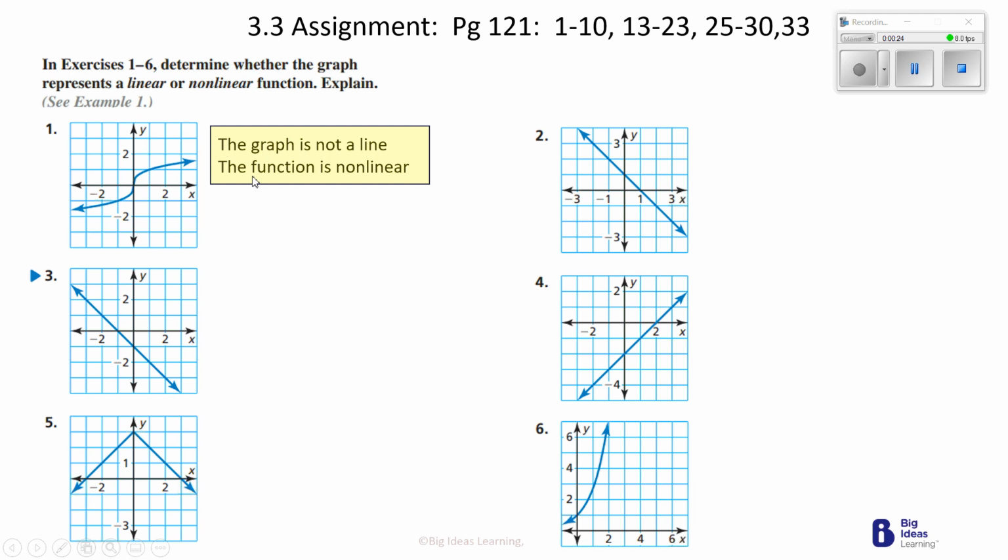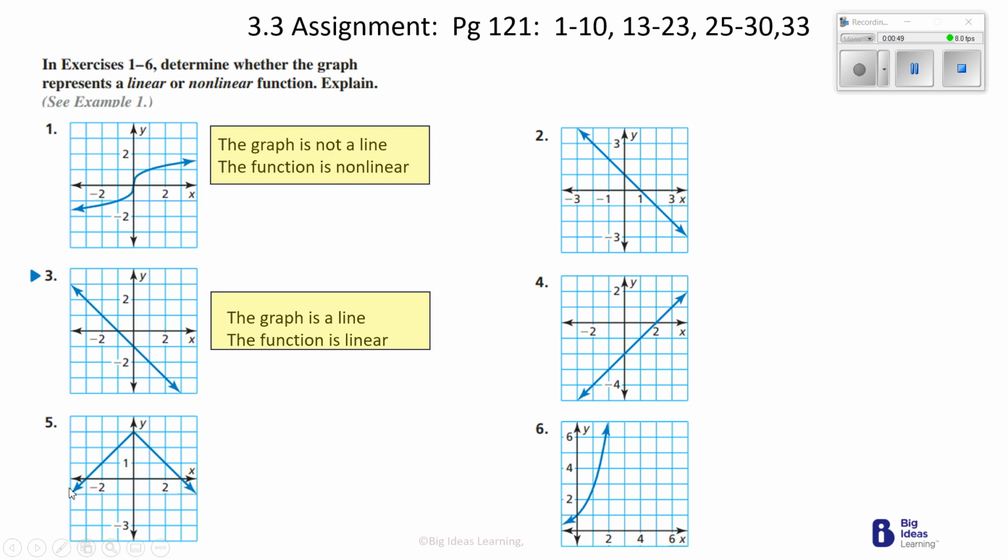The graph is not a line. The function is nonlinear. Okay? All right. Next it says, number 3 shows a line going straight down. This is a continuous line. Because it is a continuous line, it is a function that is linear.